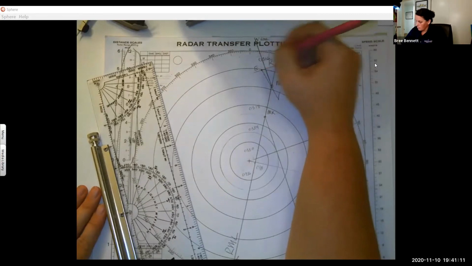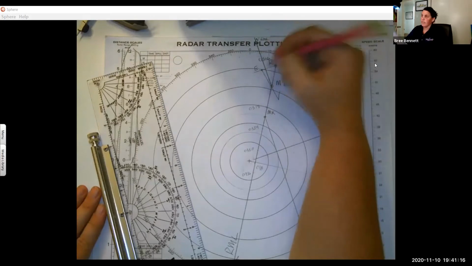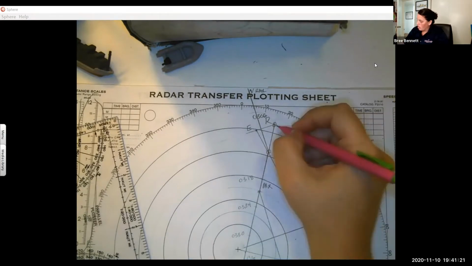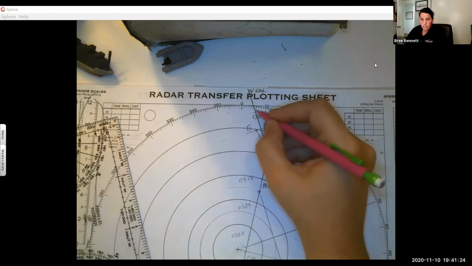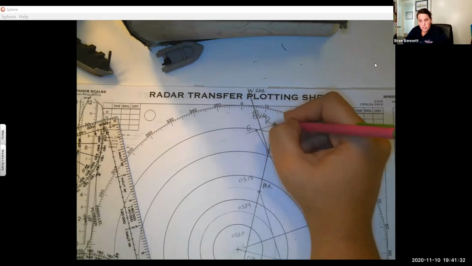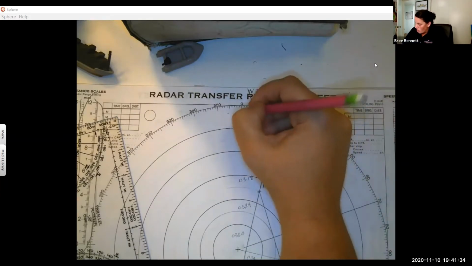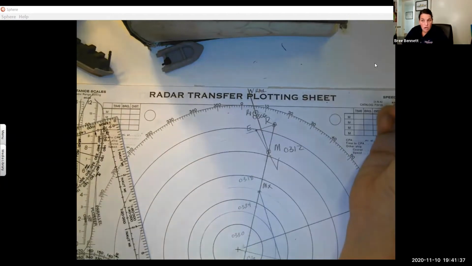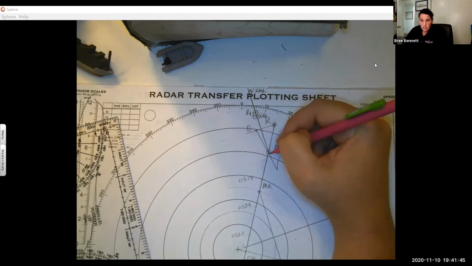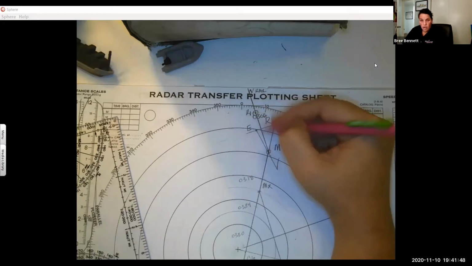Okay, so where does this arc cross my new relative motion line? Let's see if we can zoom in on that. So where does this cross our new relative motion line? That point is going to be our new R. So this was R, so this is going to be R prime, or a new R. So now we're going to create this REM triangle using our new R.